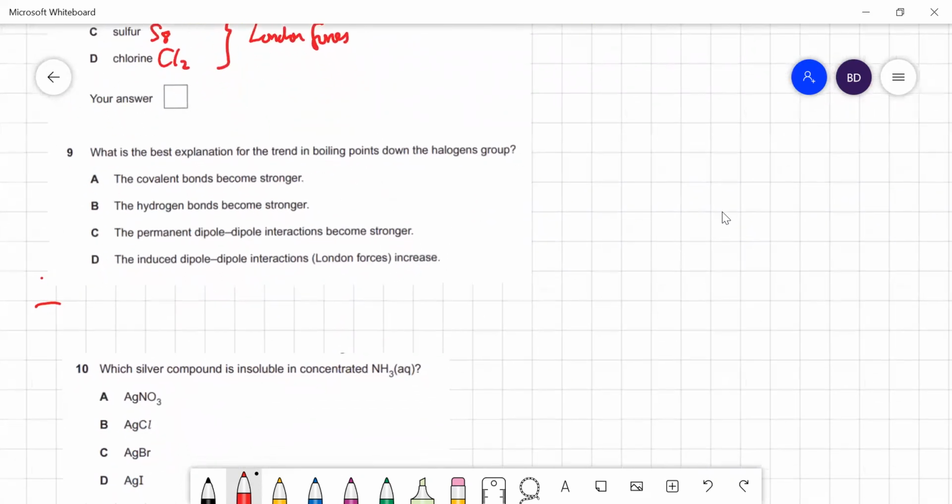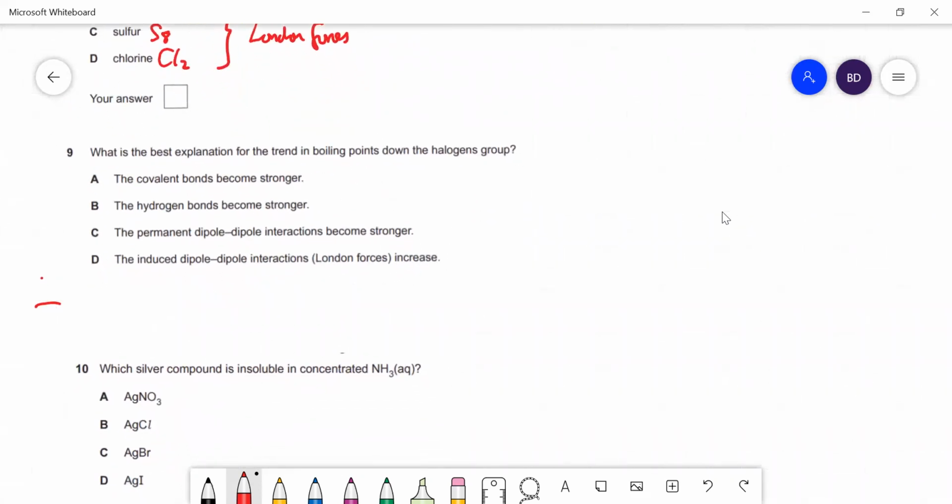What's the best explanation for the trend in boiling points down the halogen group? Well, as you remember, we've gone from F2 down to I2. Boiling points get higher.